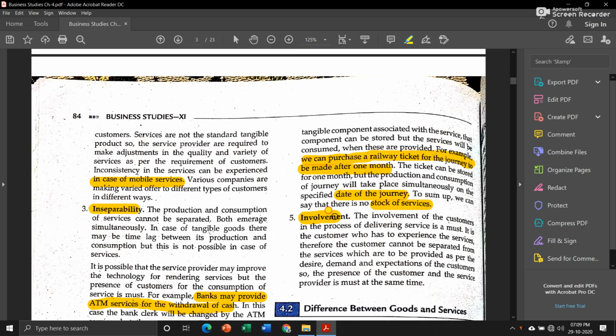Then the last I is involvement. The involvement of customers in the process of delivering service is a must.